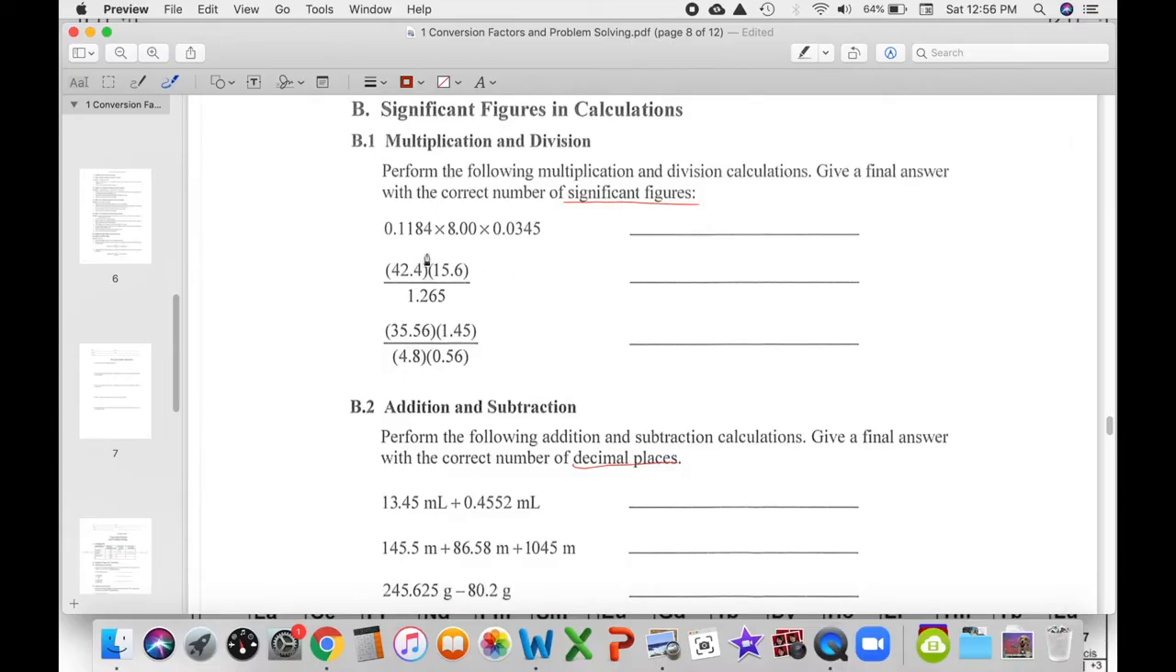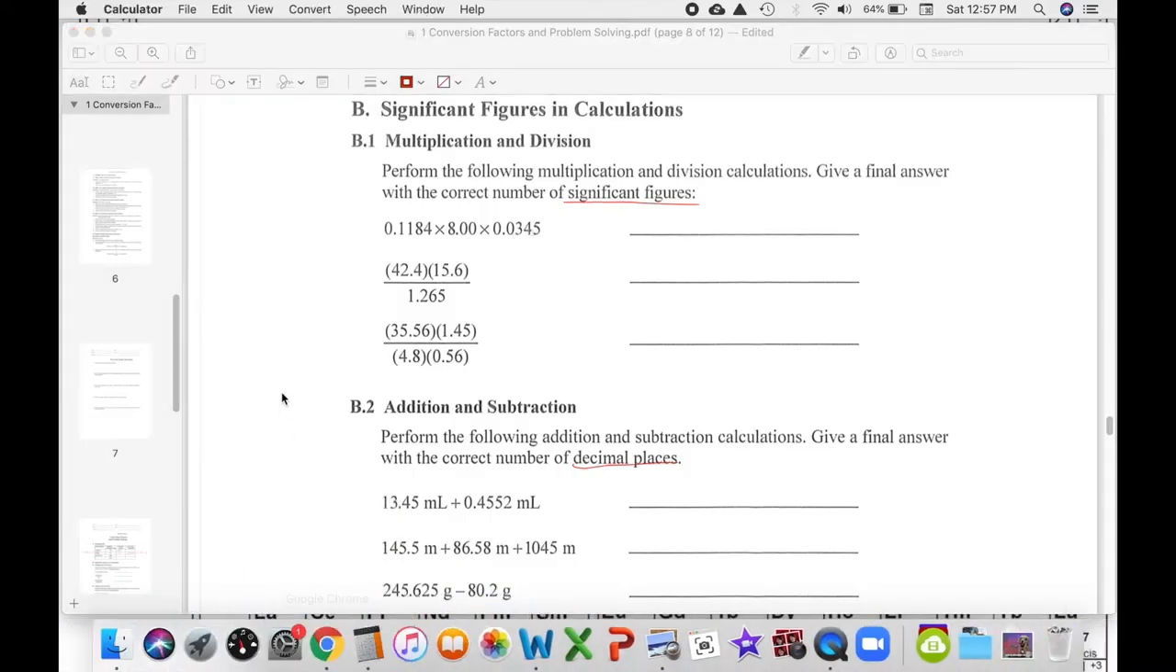Okay, so let's use this first problem as an example of how to do a calculation and report our answer to the correct number of digits. So in this first problem, we are multiplying three numbers. Now, you can do this on your calculator easily enough. So let's pull up a calculator.